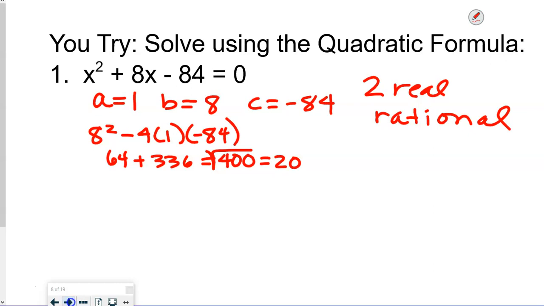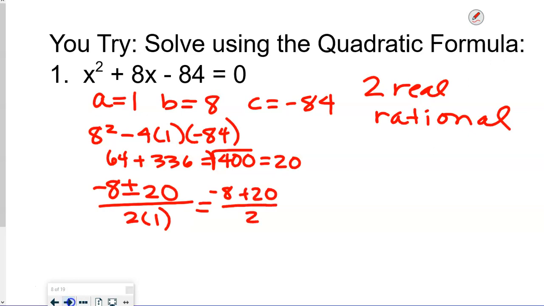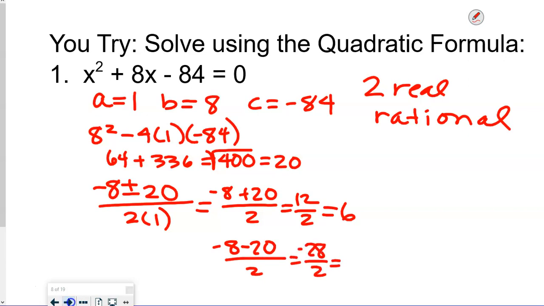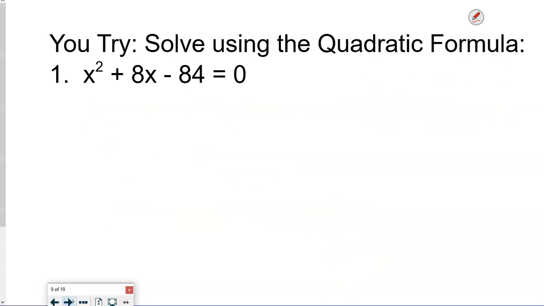So here we go again, negative b, negative 8 plus or minus 20 over 2 times 1. So that's going to be negative 8 plus 20 divided by 2. That's 12 divided by 2, which is 6. Negative 8 minus 20 divided by 2. That's negative 28 divided by 2, which is negative 14. So there's your two solutions. Go ahead and do the next one and come back to me when you're done.